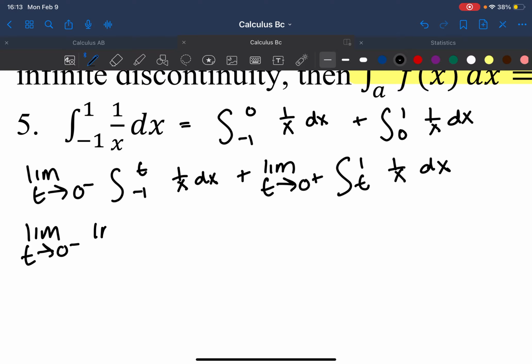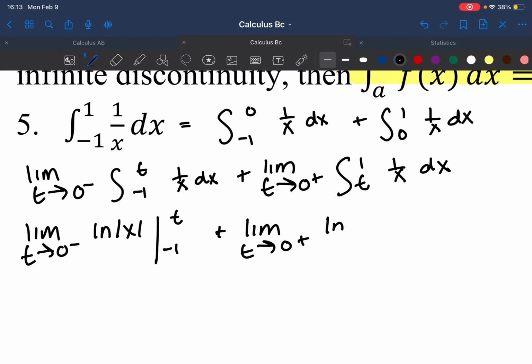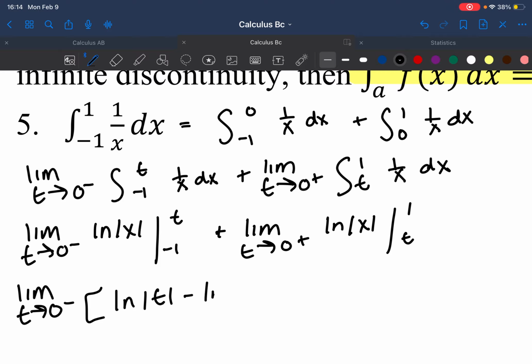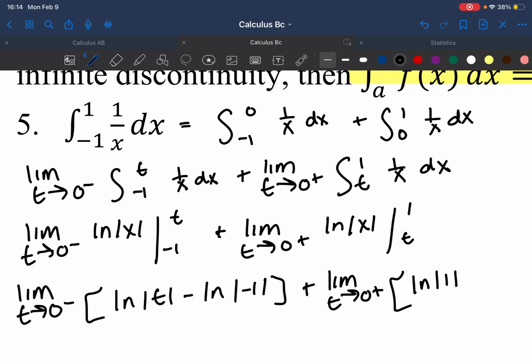So then I get that the limit as t approaches 0 from the left is going to equal the natural log of the absolute value of x evaluated at negative 1 and t, plus the limit as t approaches 0 from the right of the natural log of the absolute value of x evaluated at t and 1. So I have the limit as t approaches 0 from the left of natural log absolute value of t minus natural log absolute value of negative 1, plus the limit as t approaches 0 from the right of natural log absolute value of 1 minus natural log absolute value of t.